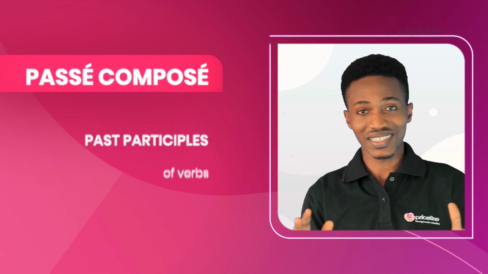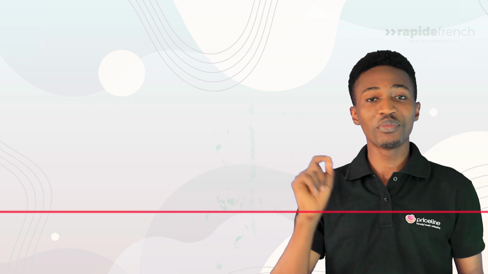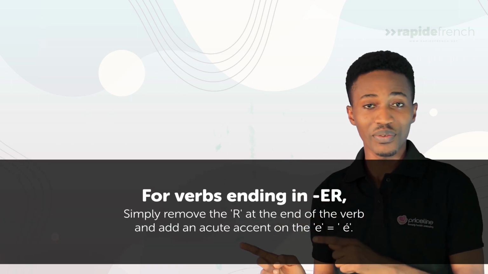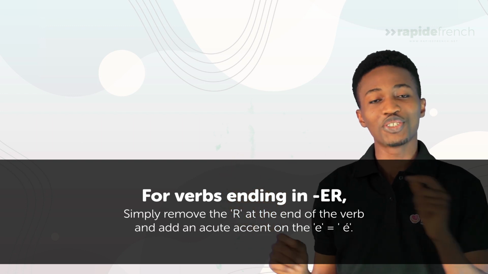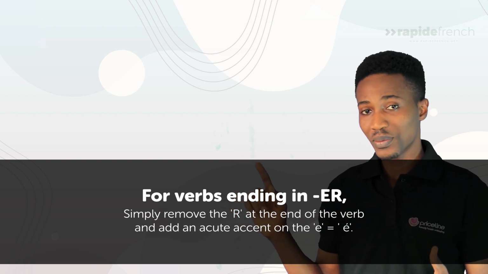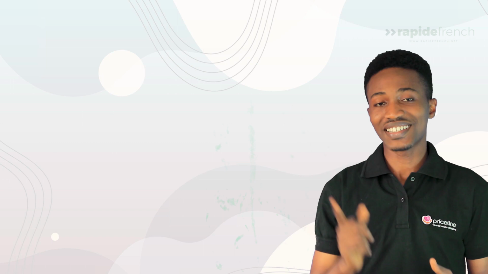Okay, so how do you get past participles from the infinitive form of the verbs? Now look at me closely. For ER verbs, all you need to do is to remove the R at the end of the verb and add the acute accent. That's all. Just remove the R at the end of the verb and add the acute accent.